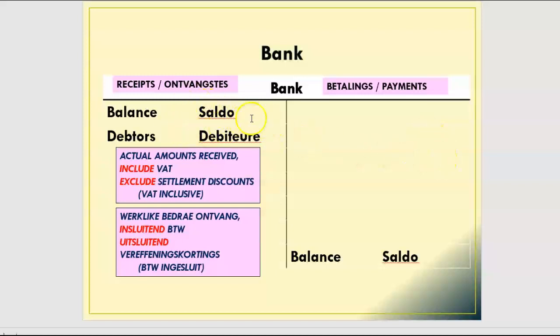Now, if we have received some money from our debtors, the amount that we're going to receive was in the bank column, so that didn't wipe out the debtor. So we would debit bank and credit our debtors account like we've seen, but then we also know that we have to adjust our debtors account with the settlement discounts and the VAT thereon. So the amount received includes VAT, but it will exclude all VAT inclusive settlement discounts.